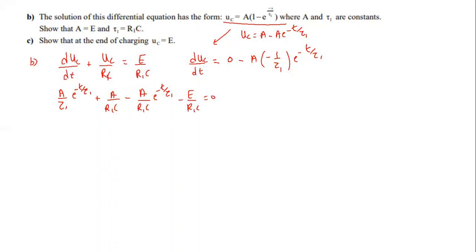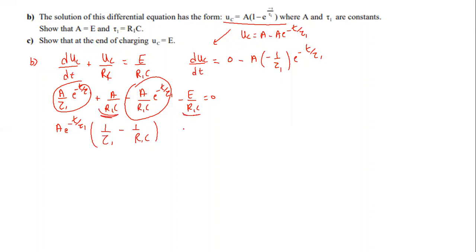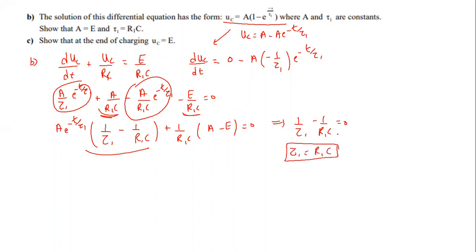Now, the question is to verify A and tau 1. So those with the exponential, we take them as a common factor. This means we have A e to the minus t over tau 1, and we have a bracket with minus 1 over R1C. And the part without the exponential, also as a common factor: A minus E equals 0. This means that the bracket part equals 0, meaning tau 1 equals R1 times C. And from the second part, A minus E equals 0, meaning A equals E, and this is verified.